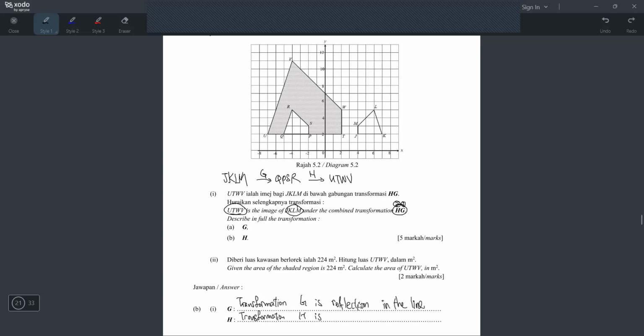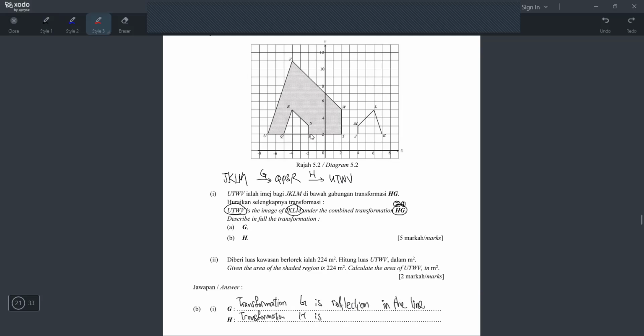Okay. Or you can write on the line also can. Reflection in the line, and you have to write the reflection line. Okay. Kalau dalam bahasa Melayu, transformasi G ialah pantulan pada garisan, you have to write the garisan equation. Okay, you can jawab in bahasa Melayu also, up to you. Okay, let's tentukan the reflection line.